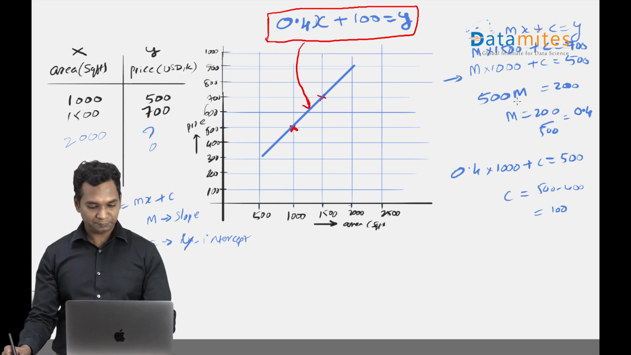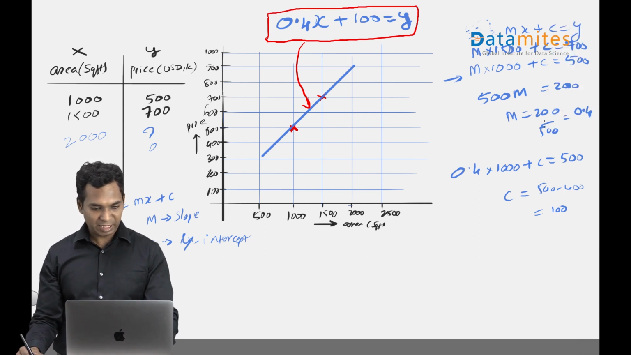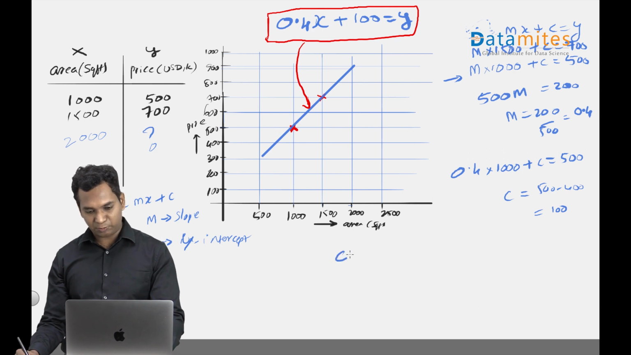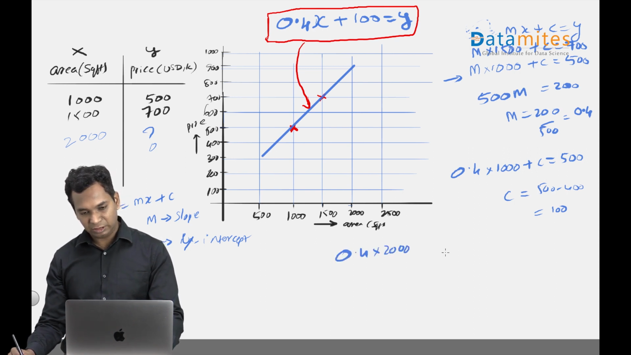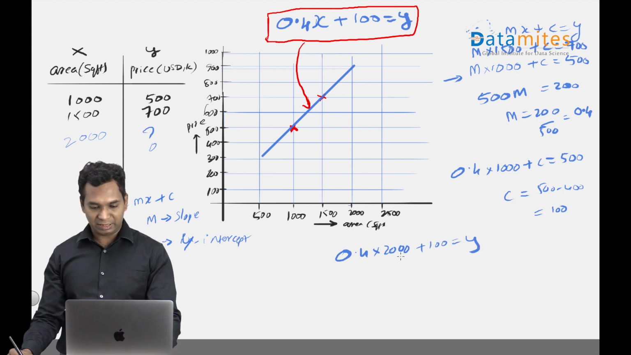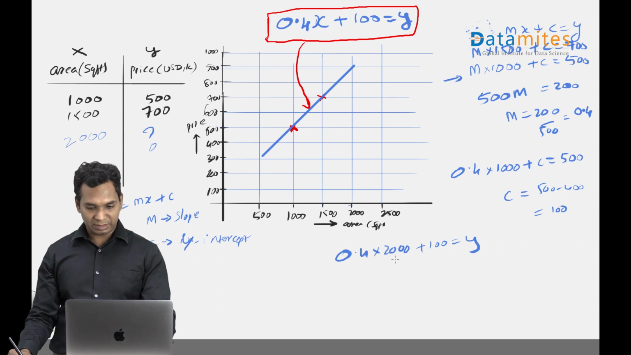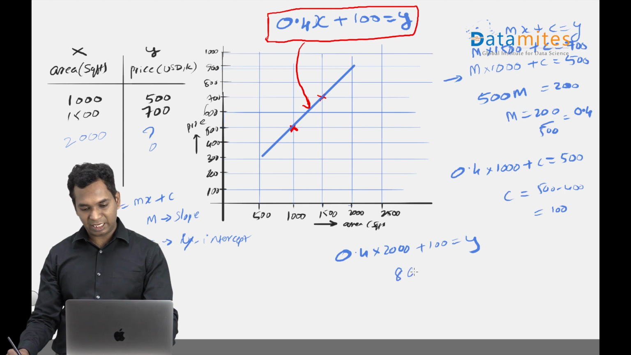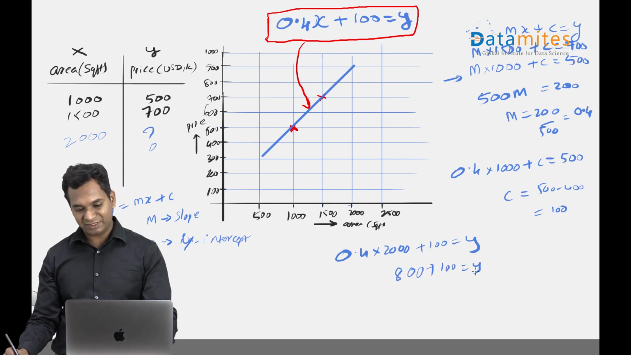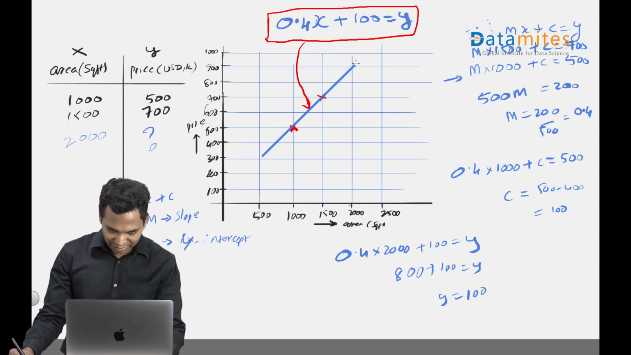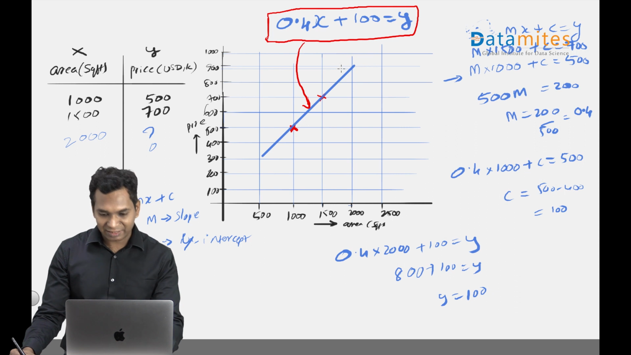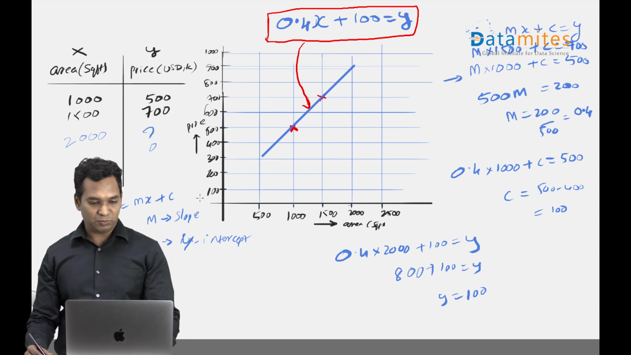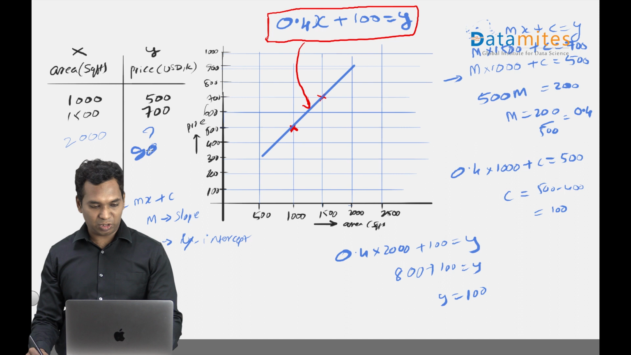So if you put 2,000, it's actually 0.4 into 2,000 plus 100 is equal to your price, which is y. So how much is this? It's 800 plus 100, which is actually 900. So my diagram is almost, actually it is perfect. It is actually touching at 900. So 900 is the price. So it's calculated to 900 now.